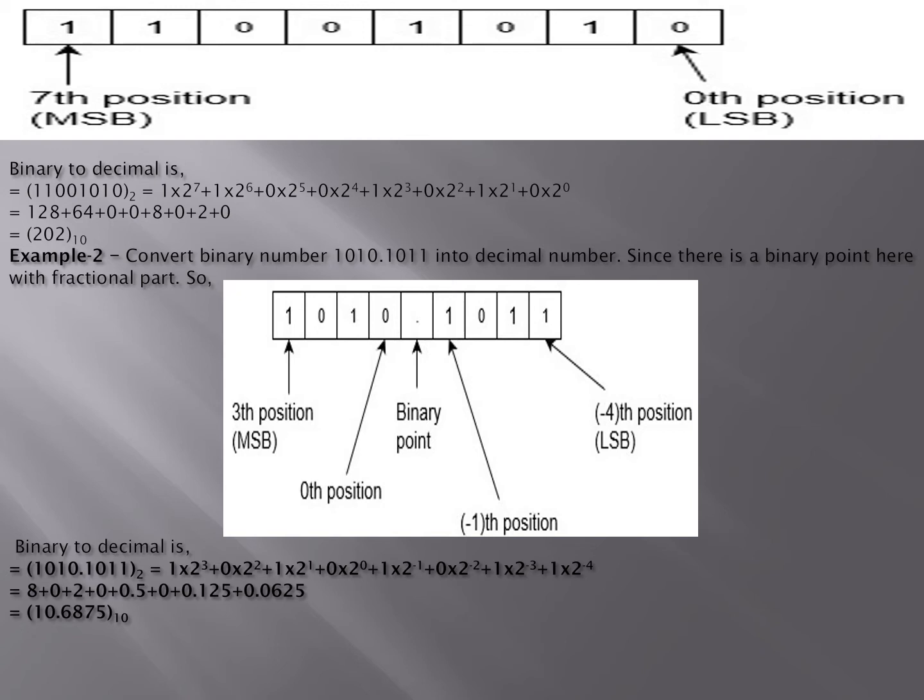Example of converting a binary number with a fraction into a decimal number. Since there is a binary point here with a fraction, the third position must be the 0 position, then the binary point, then the minus 1 position, and the minus 4 position.